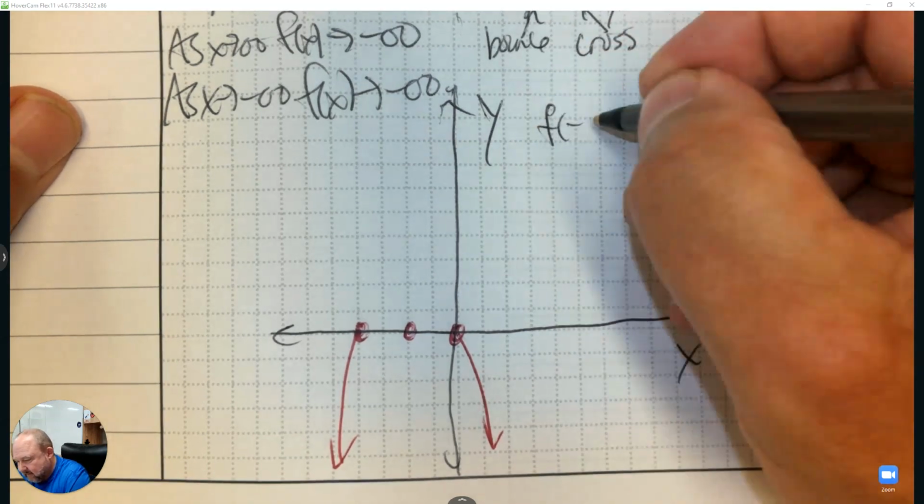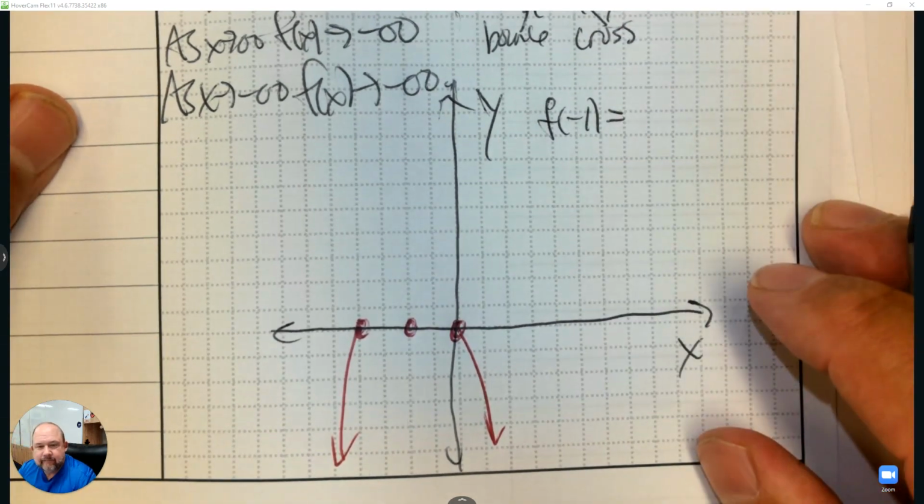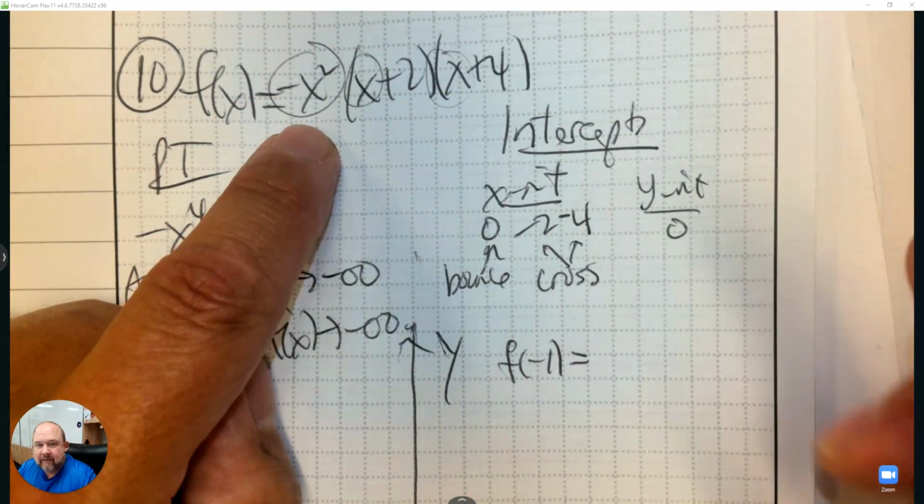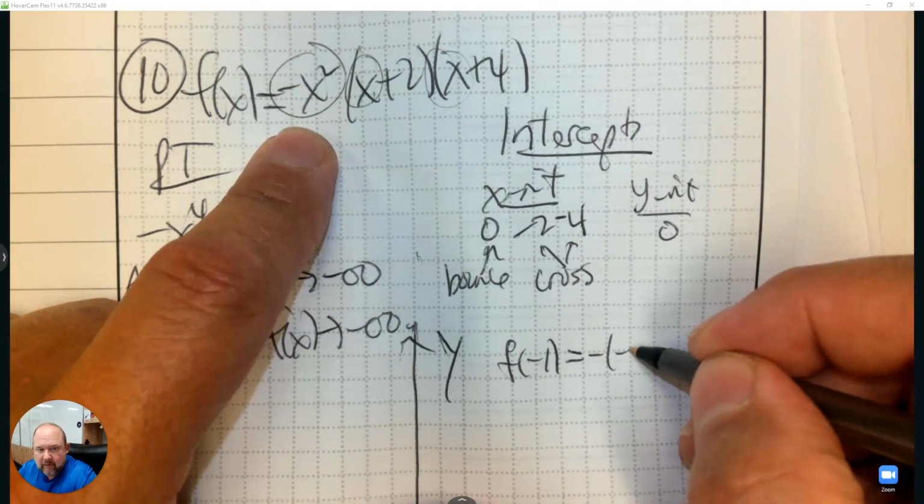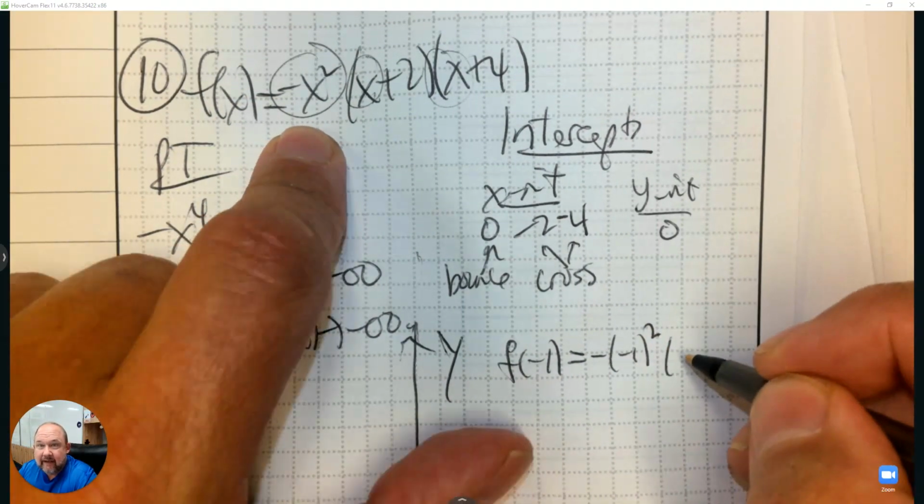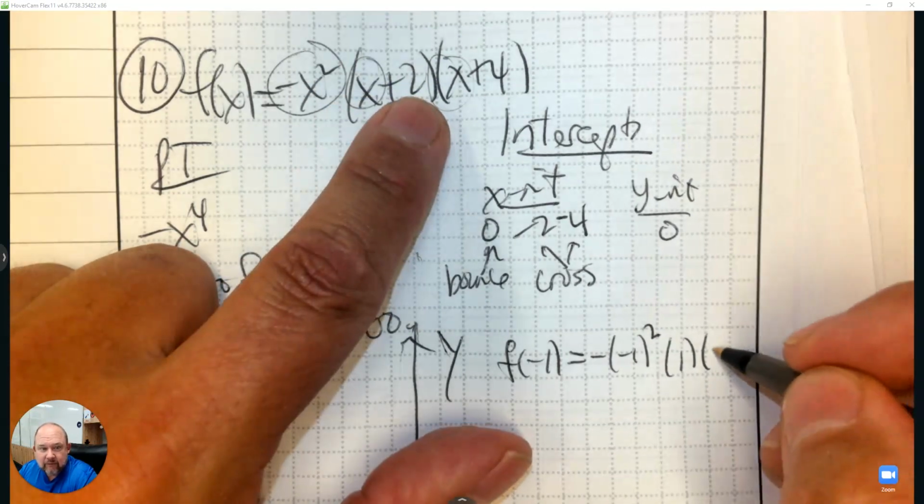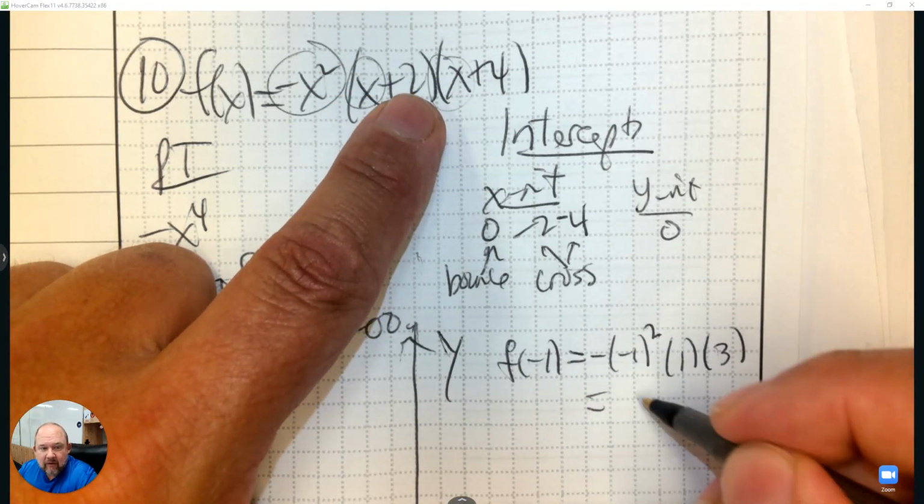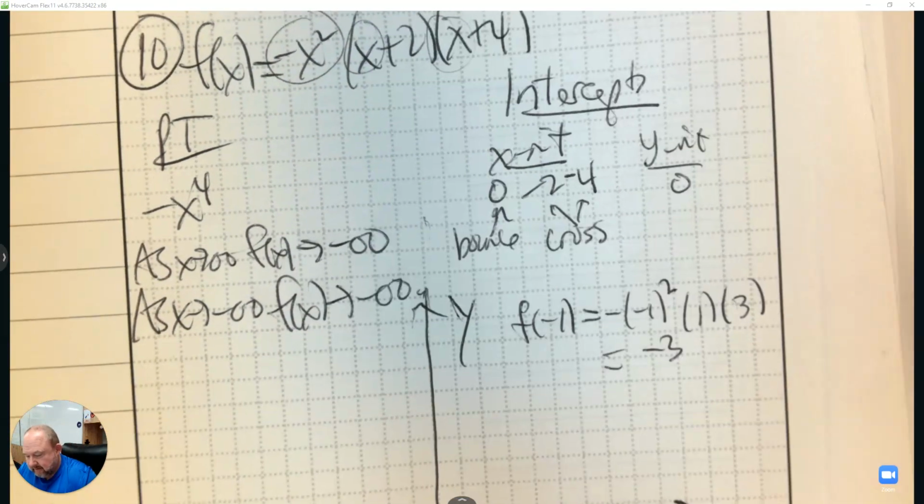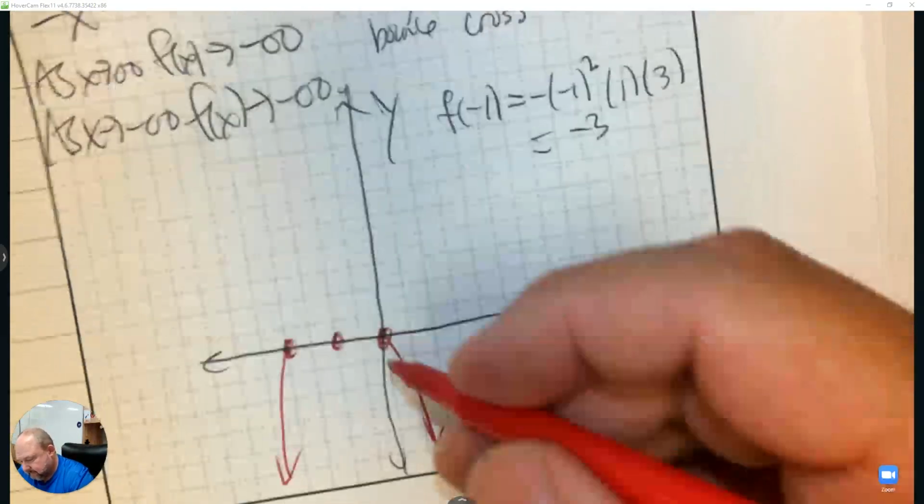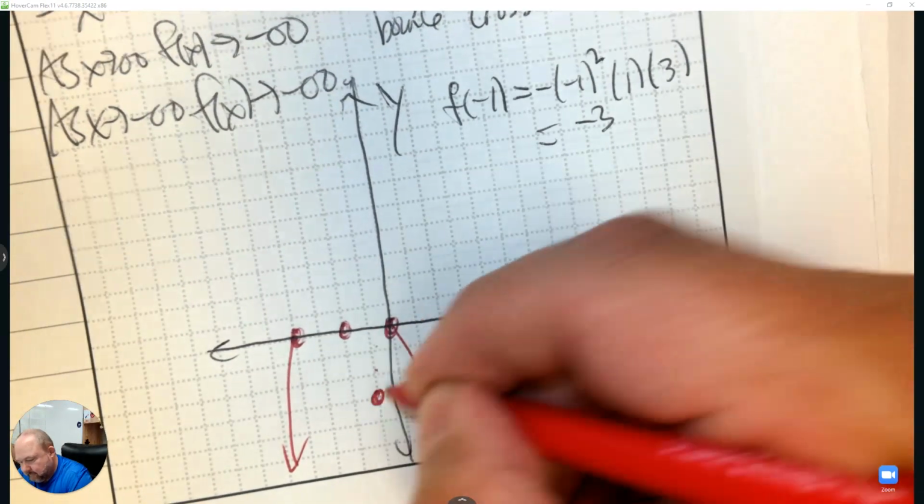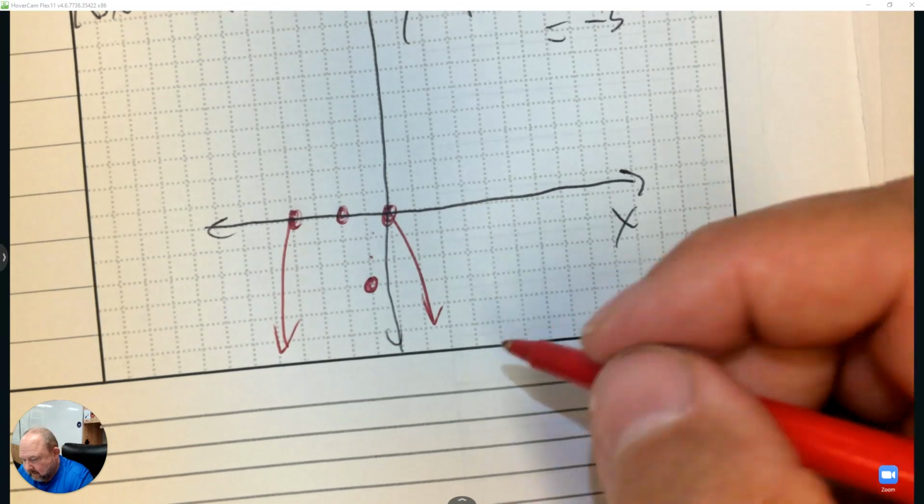So I'm going to plug in negative 1 to begin with. So negative 1 squared times negative 1. Be careful with order of operations. Negative 1 plus 2 and negative 1 plus 3. So if I put this all together, I get the answer negative 3. So I'll put that on there, negative 1, negative 3.